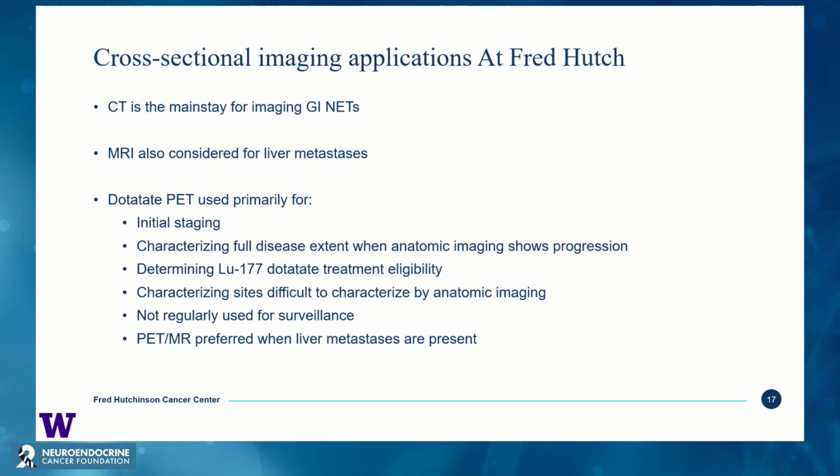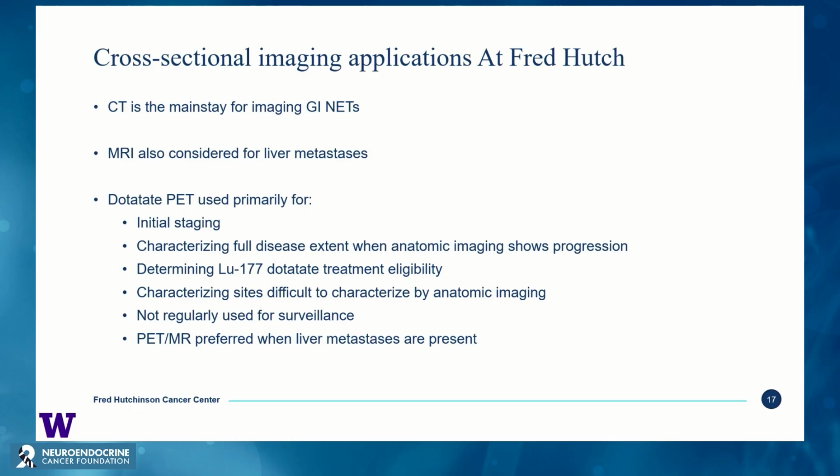And then Dotatate PET we use primarily for initial staging. We use it at the time of progression to characterize the full disease extent and to confirm how much progression or if progression has occurred. Again, looking at PRRT or lutetium dotatate treatment eligibility. And then we may use it to characterize sites if we're having a difficult time determining whether something is a neuroendocrine tumor, or if we are trying to figure out where to biopsy, we might use the Dotatate PET then.